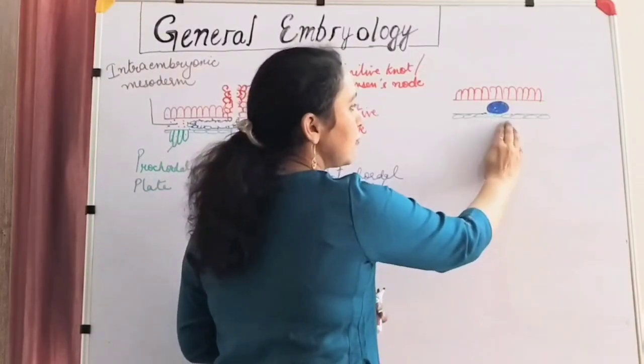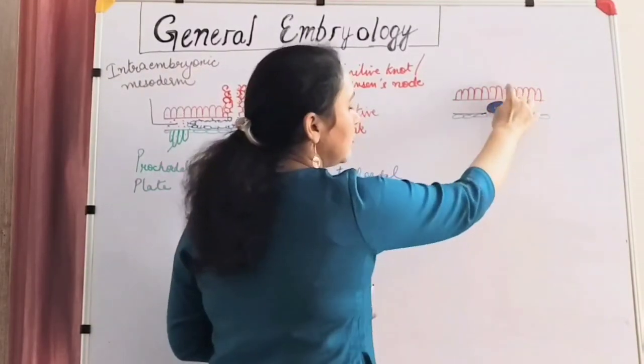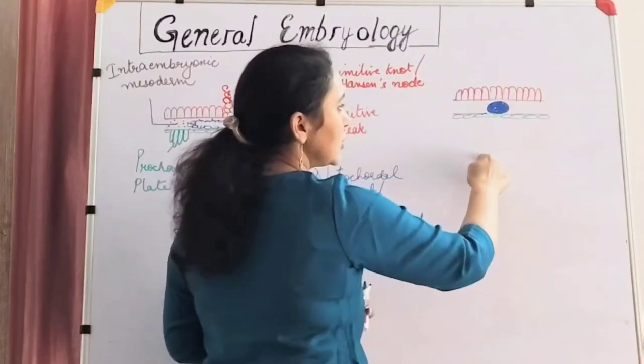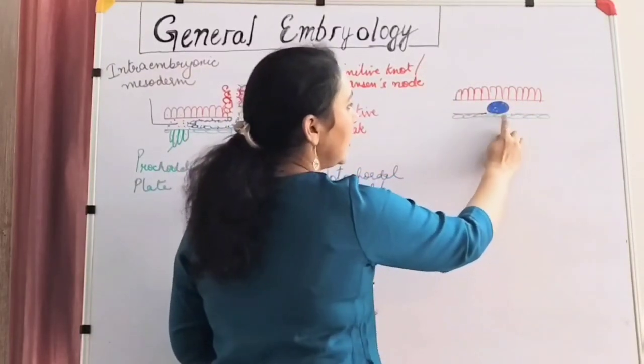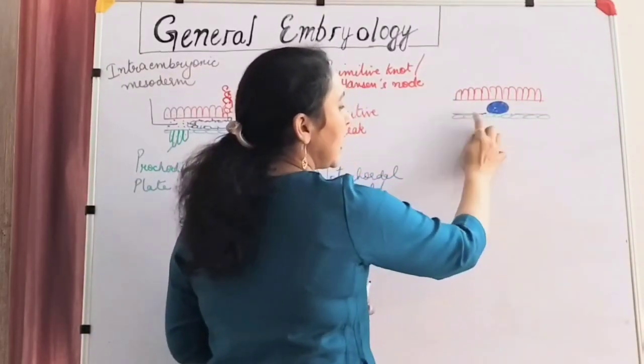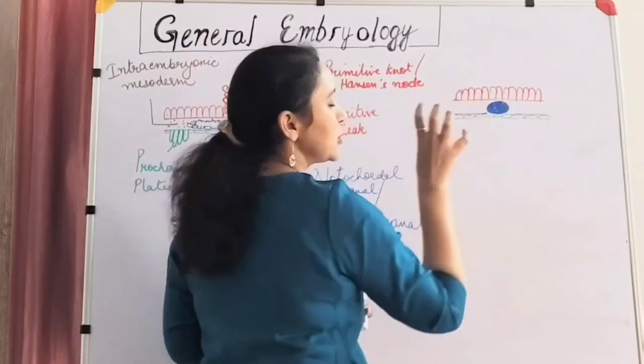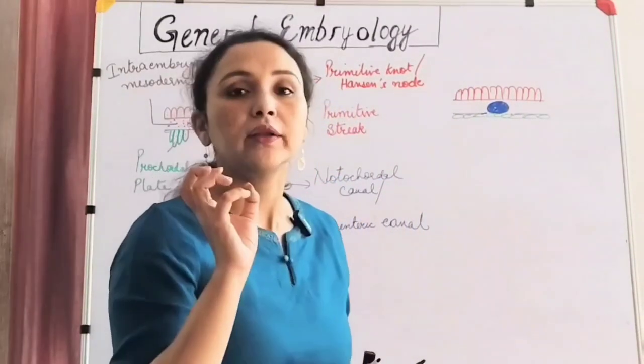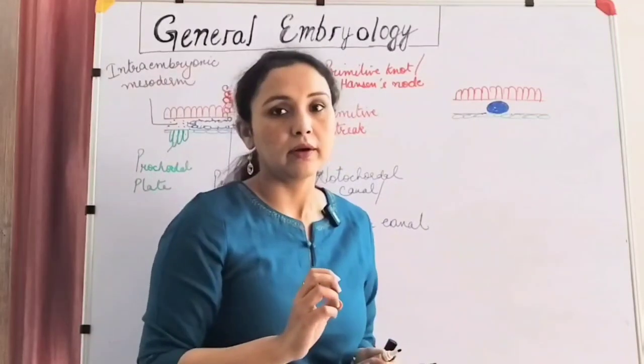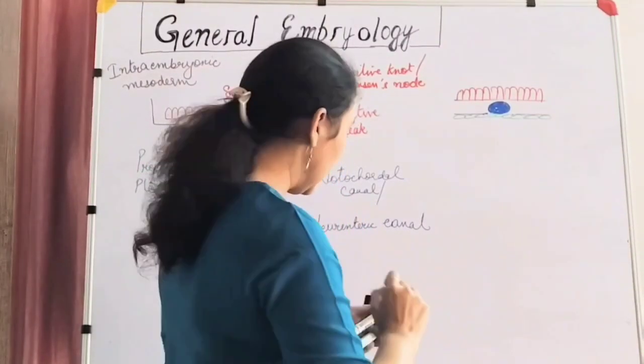There were openings, the floor broke down. The whole cavity was in communication with the notochord. Then again the endoderm became intact. The notochord became a round structure and by the multiplication of cells, it became a solid notochord that is known as a definitive notochord.